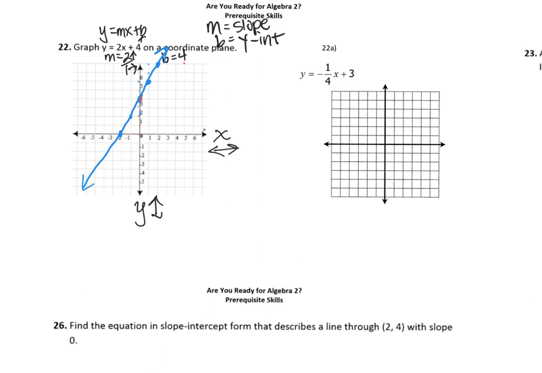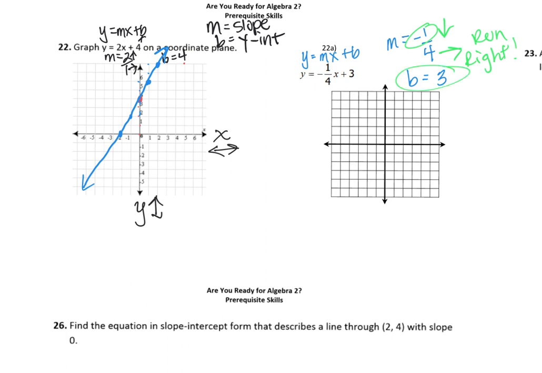On 22a, okay, again, if I have y equals negative 1/4 x plus 3, again, y equals mx plus b, my slope is the number in front of x, which is negative 1/4. My b value is what comes after x, which is positive 3. Now, in regards to slope, if we have a negative number, that belongs to the numerator. And if it's rise over run, the opposite of going up is down. But the run is always to the right. Okay, we always run right. Even if it's negative, the negative just means to go down.